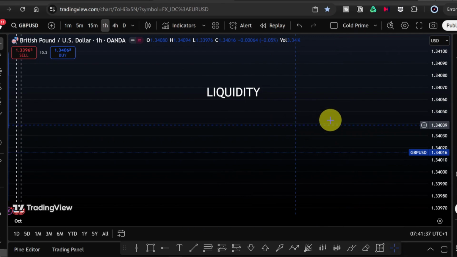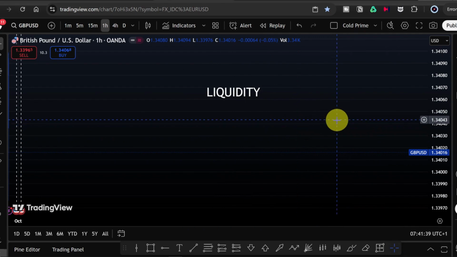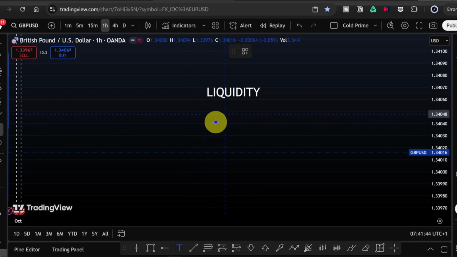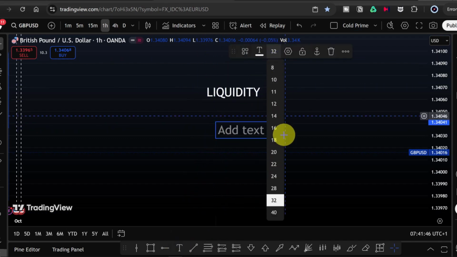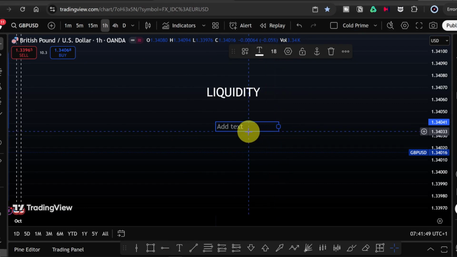Okay, so to put it very simple, liquidity is nothing but money. That's all. It's just nothing but money, or you could say orders, right? Unfulfilled orders. So this is what liquidity is. You don't need to complicate it.